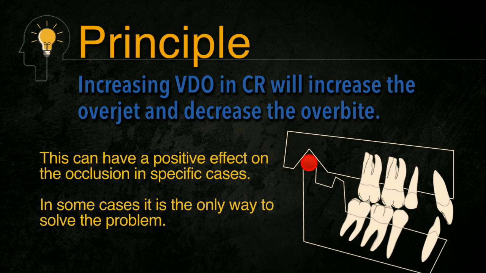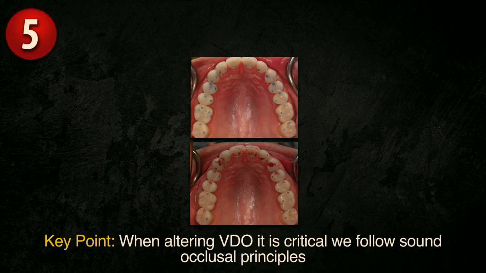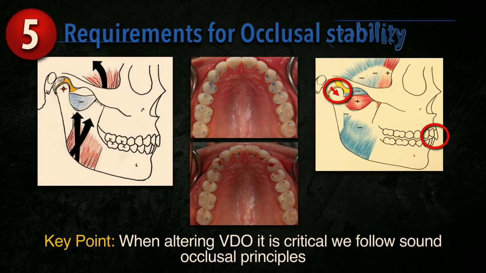This can have a positive effect on many specific types of cases, and in some cases it's the only way to solve the problem. Remember, when you open vertical dimension, you have to follow very specific occlusal guidelines, like at the Dawson Academy.